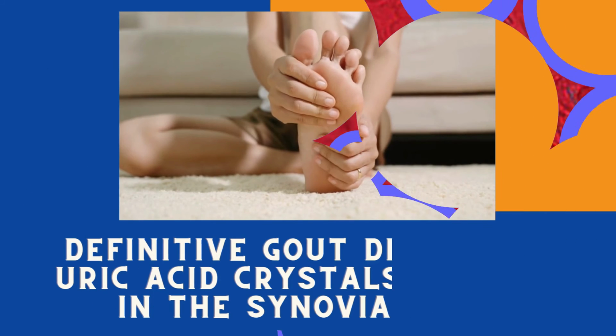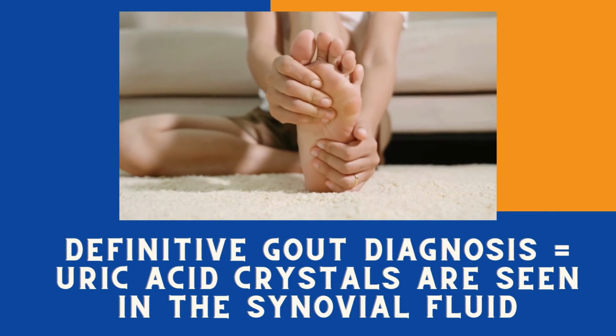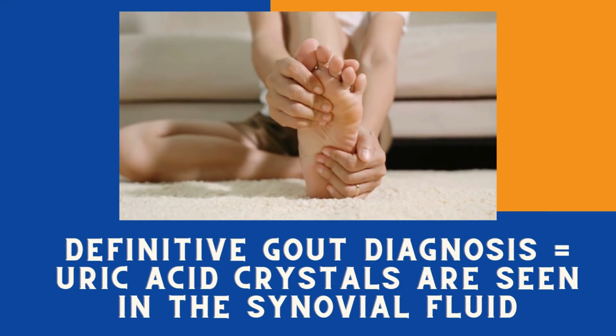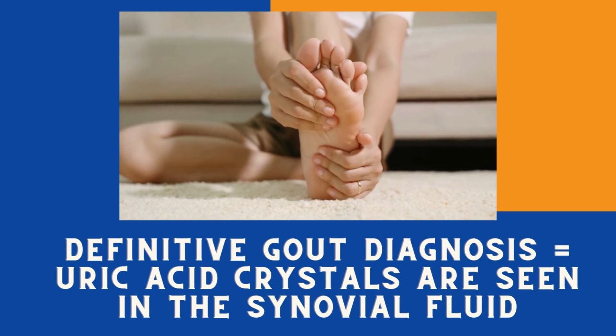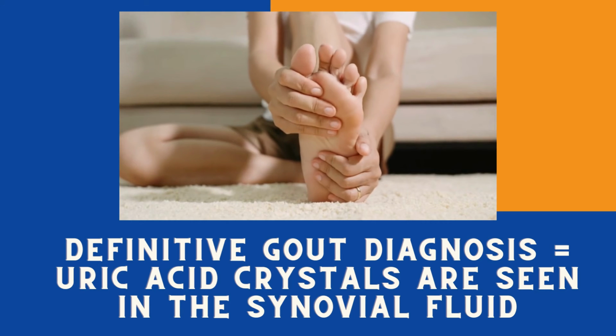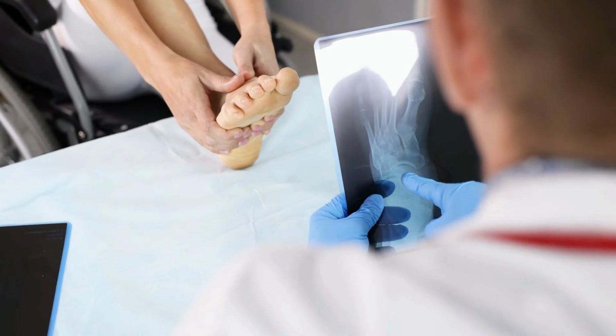A definitive gout diagnosis is typically made when uric acid crystals are seen in the synovial fluid, or when specific symptoms are accompanied by elevated blood uric acid levels and positive imaging results. However, it is essential to remember that only a physician can accurately diagnose you with gout.